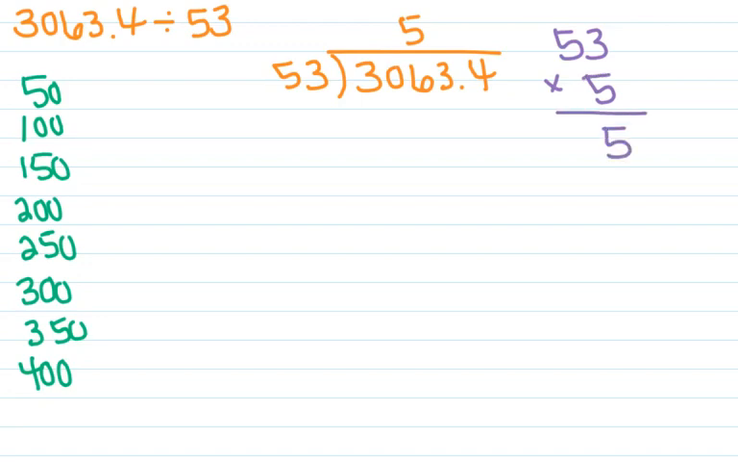5 times 3 is 15. 5 times 5 is 25, plus 1 is 26. So that looks a little bit better. So 53 times 5 is 265. When I subtract, I get 41. So that worked out a lot better.